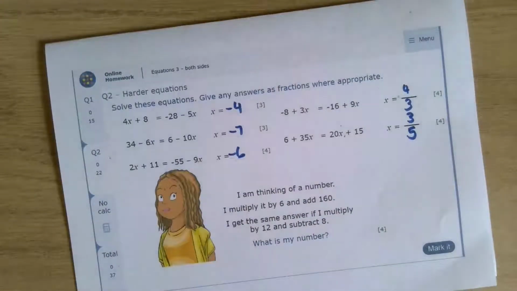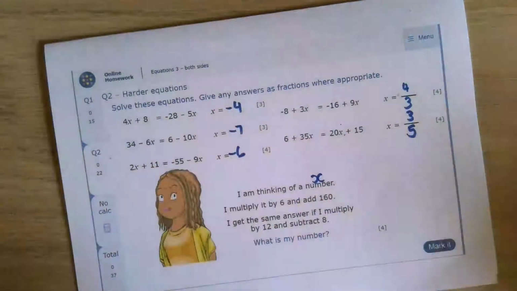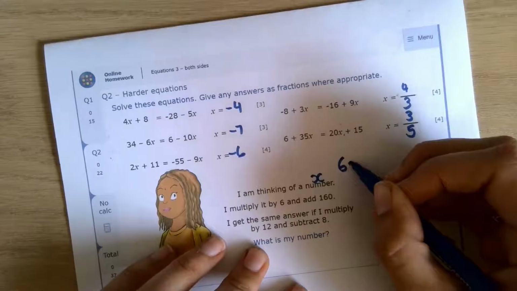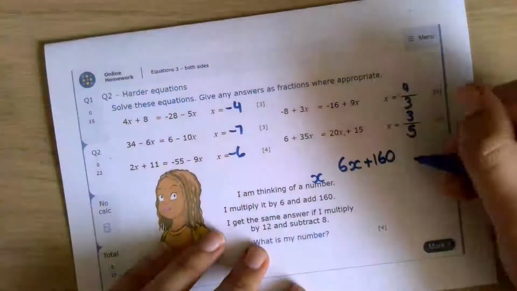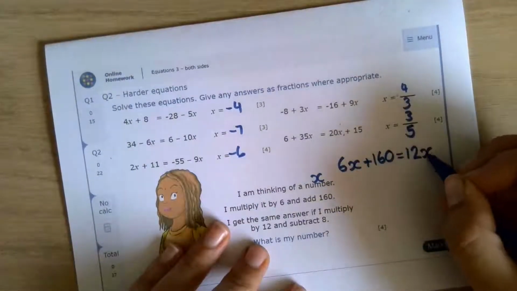Okay, I am thinking of a number, because doesn't everyone do that in their free time? I multiply by 6 and add 160. I get the same answer if I multiply by 12 and subtract 8. What is my number? You need to form and solve this equation. So let's call our number x, because let's face it, that's what we usually call numbers. Multiply it by 6, that gives me 6x. Add 160. I get the same answer, so it is equal if I multiply by 12 and subtract 8.